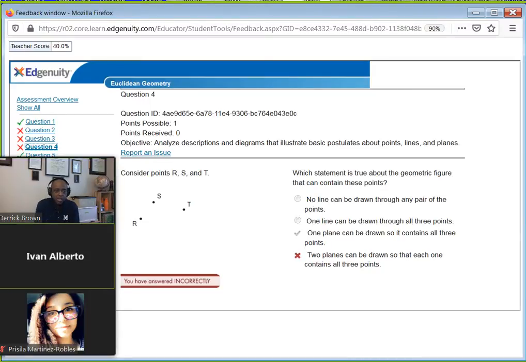Right. But now what I want you to see here is how I used my own reasoning before looking at the answers to give me an idea of which one would be the right answer. All right, you with me?